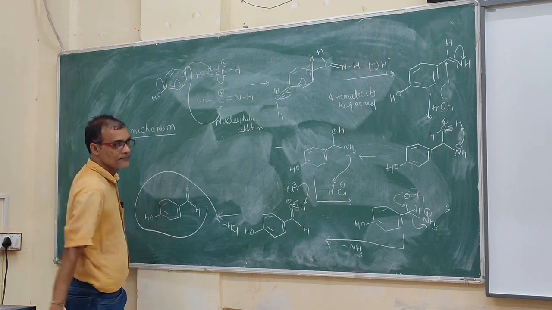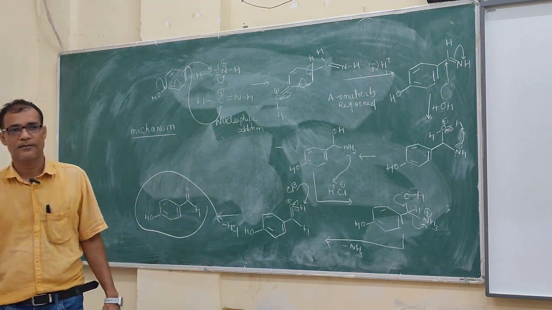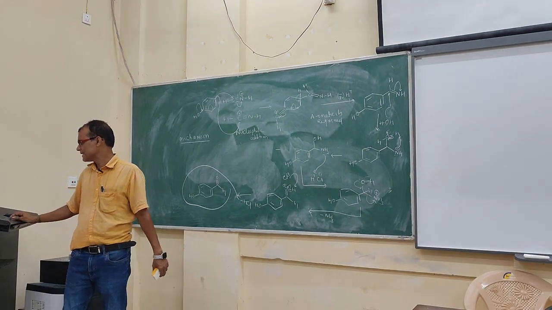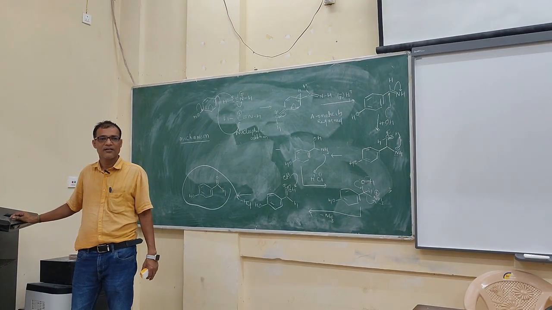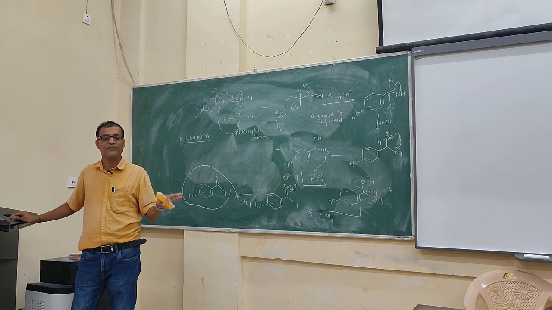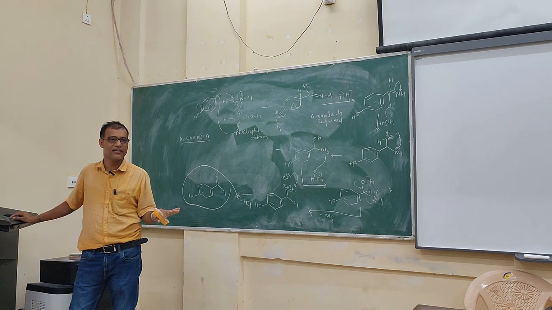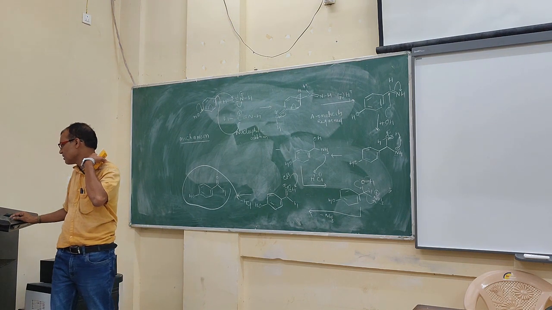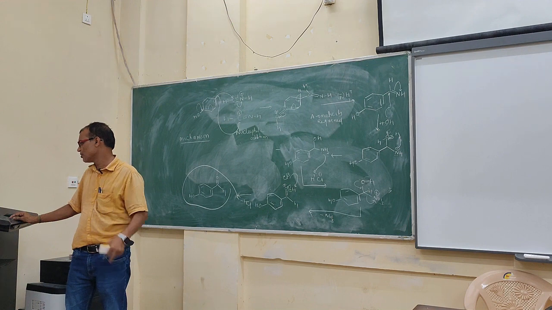So now, done. It's clear? So this is the Gattermann reaction. That means this reaction is a process of formylation of a benzene ring or an aromatic system using zinc cyanide and HCl.